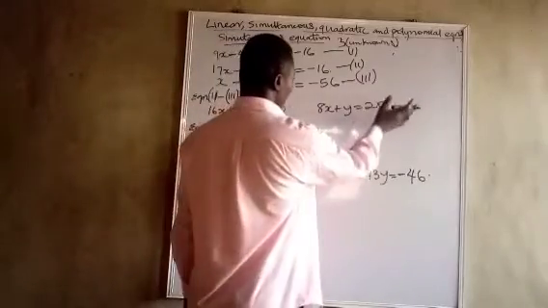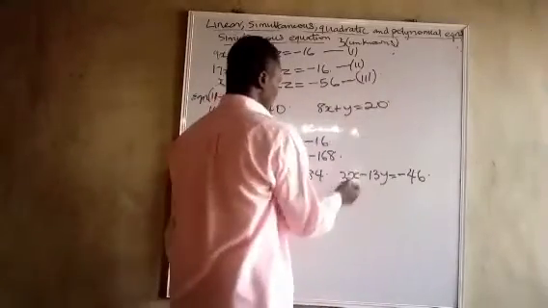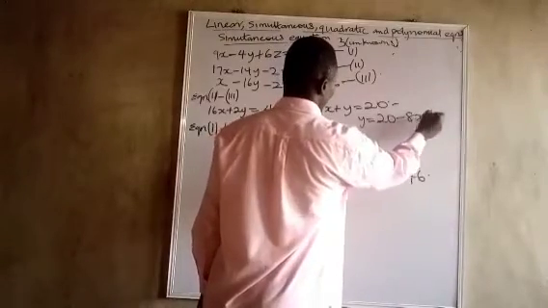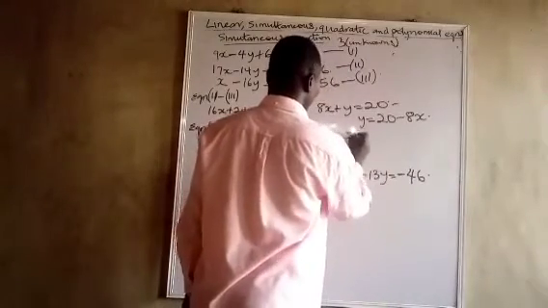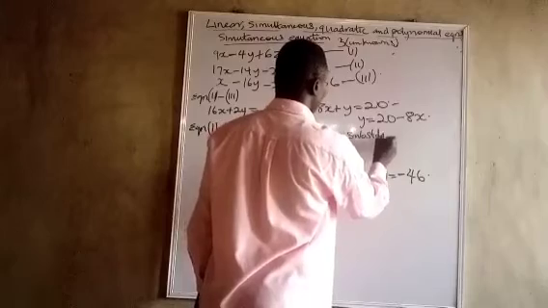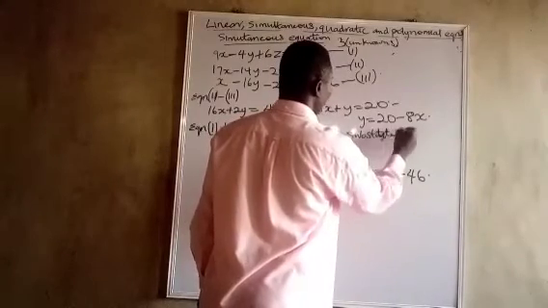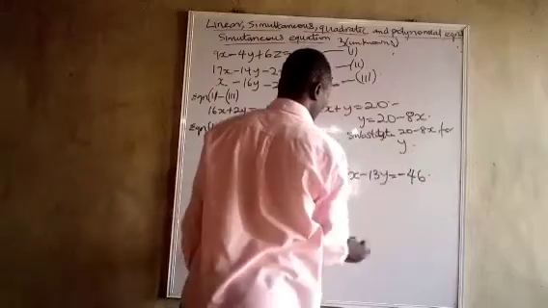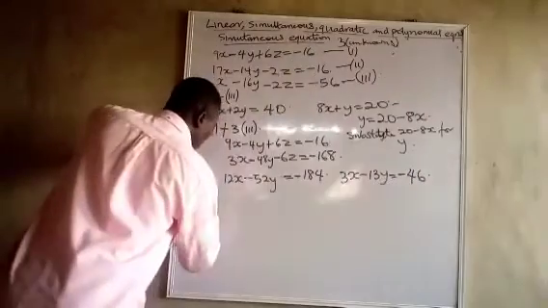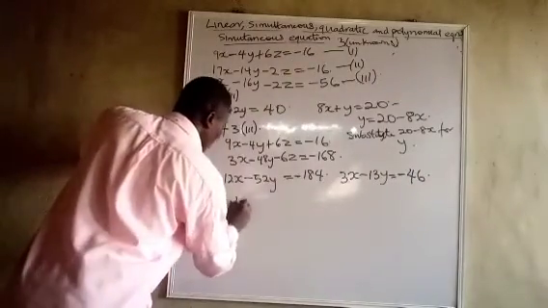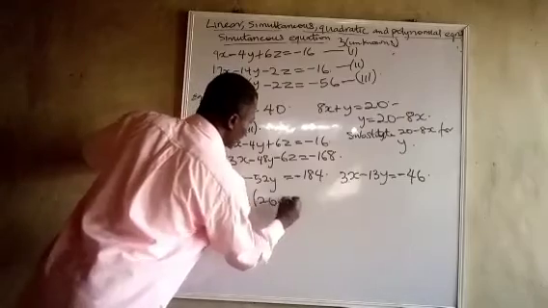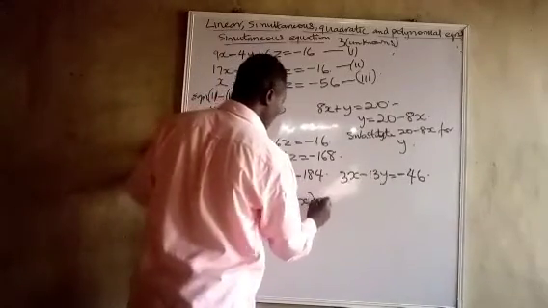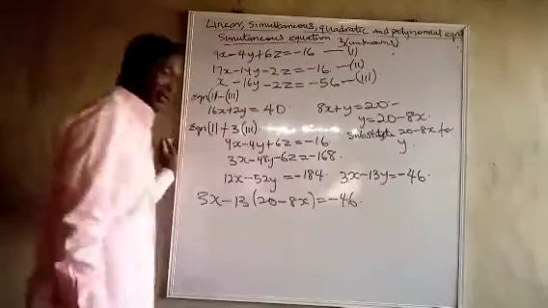If you look at this, y is equal to 20 minus 8x. So let me substitute 20 minus 8x for y in this equation. So I'm going to have 3x minus 13 into 20 minus 8x is equal to minus 46.